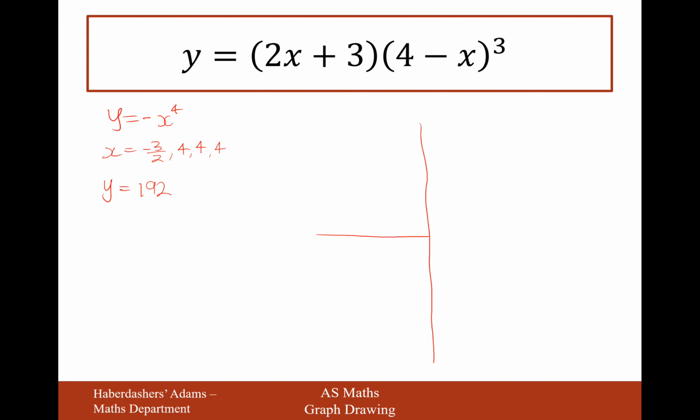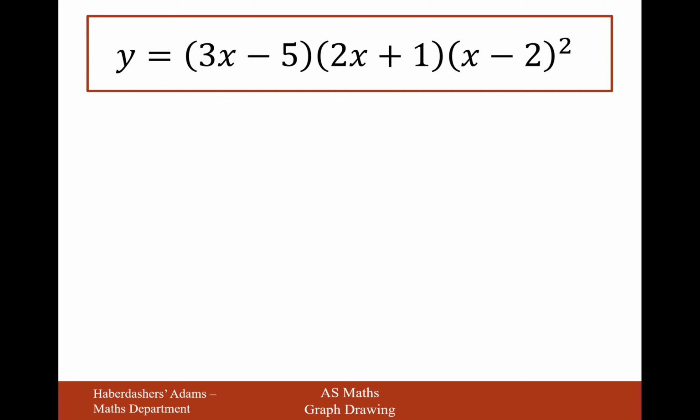Okay, so let's now start drawing the graph. So x-intercepts at -3 over 2 and 4 as a repeated root. It's a negative x to the 4 graph, so it's going to start down here and finish down here. And it's going to go up through the -3 over 2, down, do a little cubic wiggle at that point, and then down to finish. So finish at 4 and y-intercept of 192.